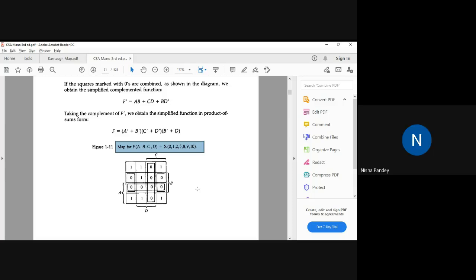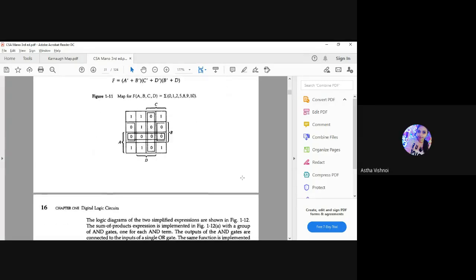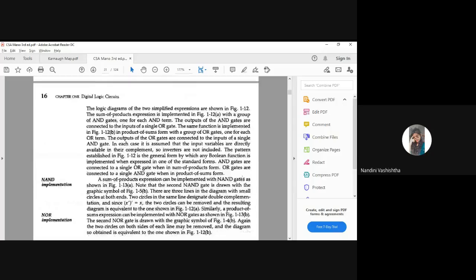No, ma'am. Okay, so there are a couple of questions given at the end of this chapter that you should try, which ask you to solve a particular Karnaugh map in both SOP and POS form. So I think you can do that as an exercise. Is this okay? Okay, ma'am.